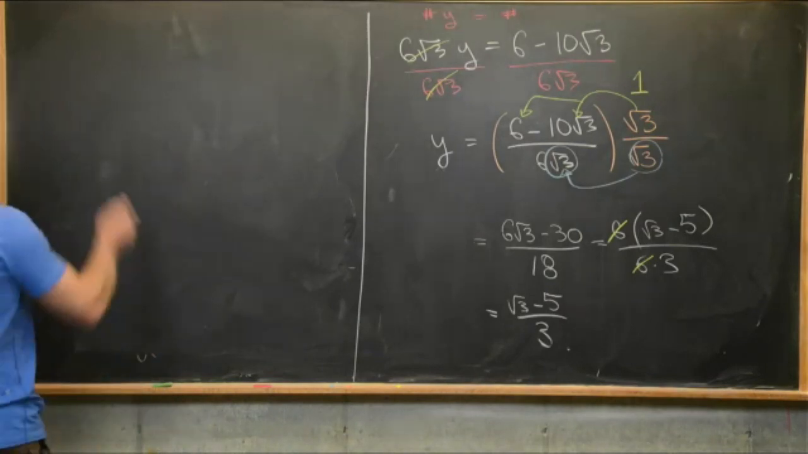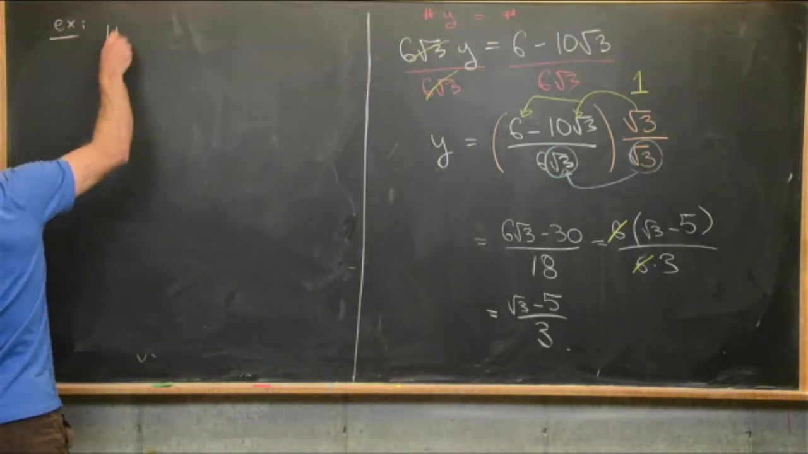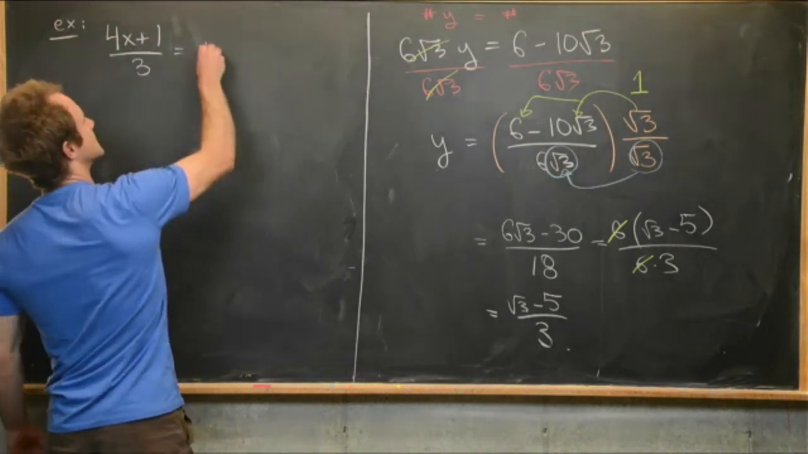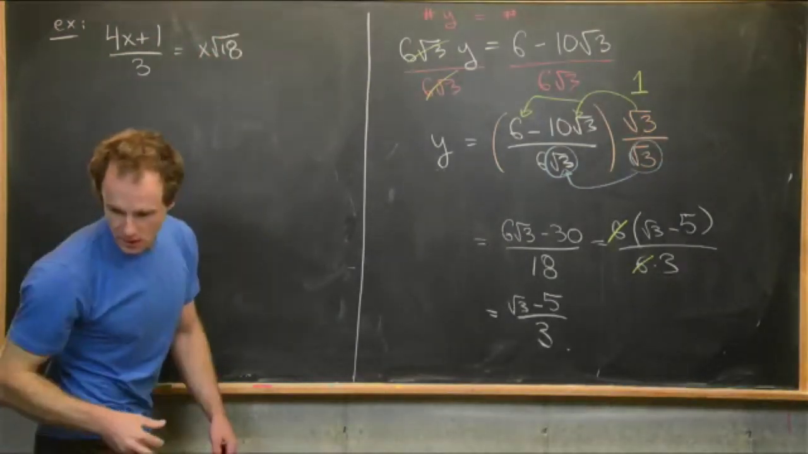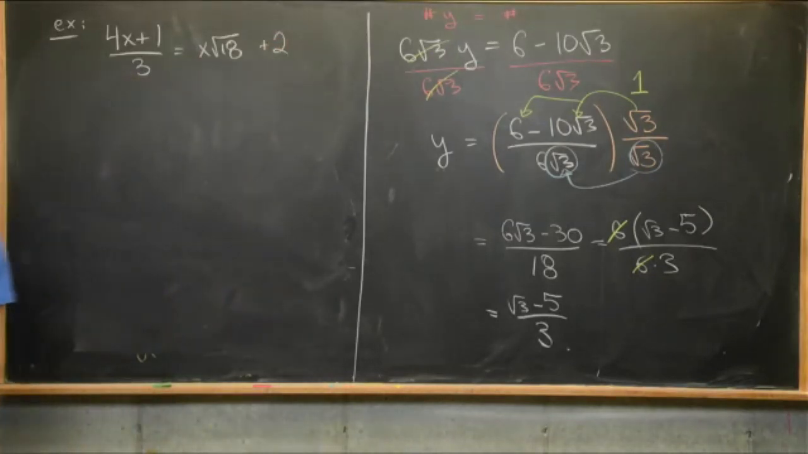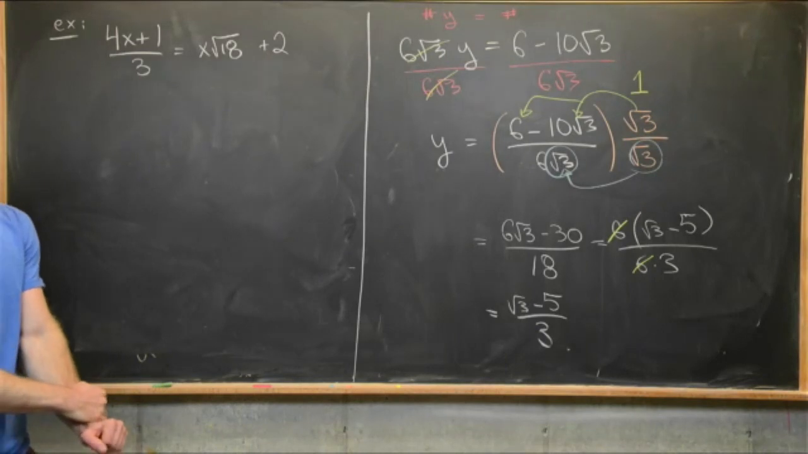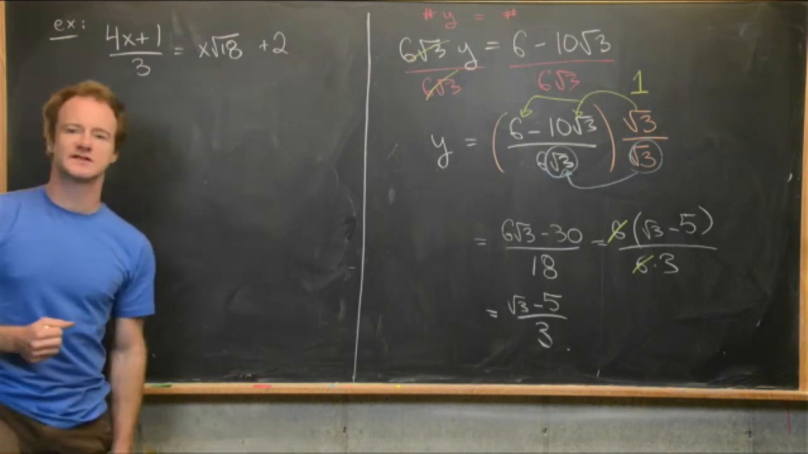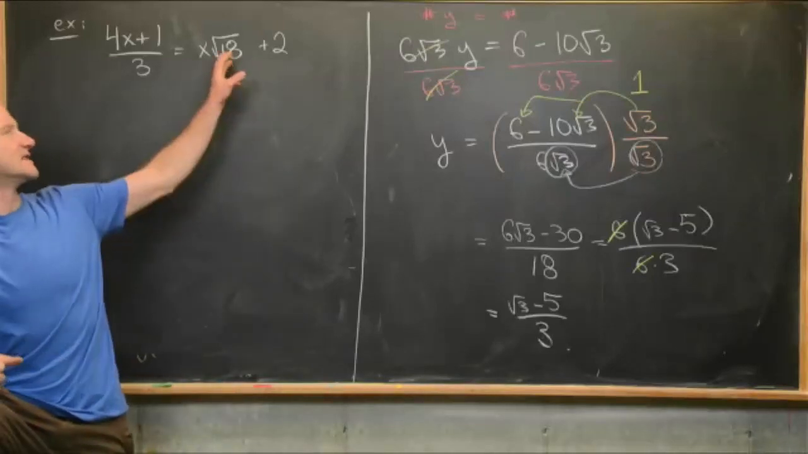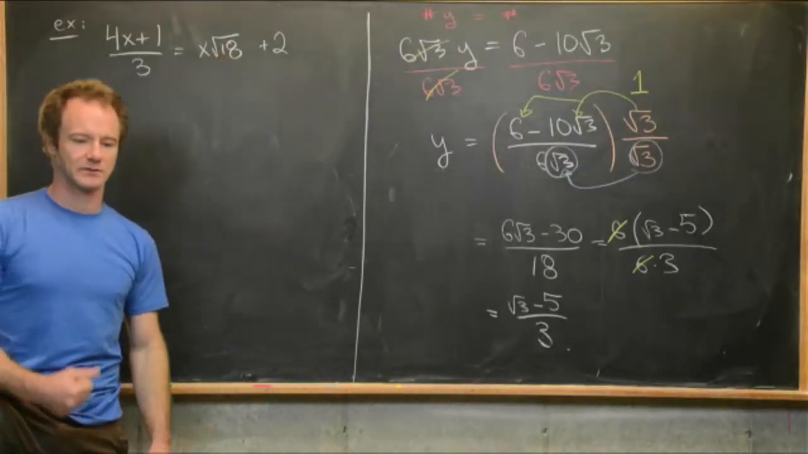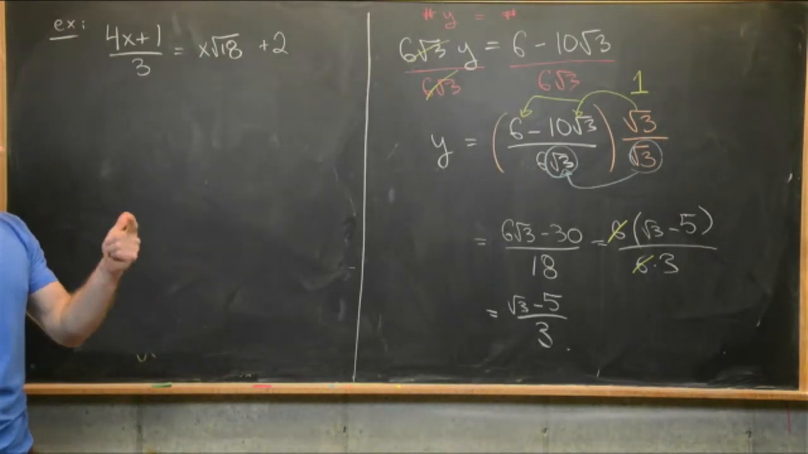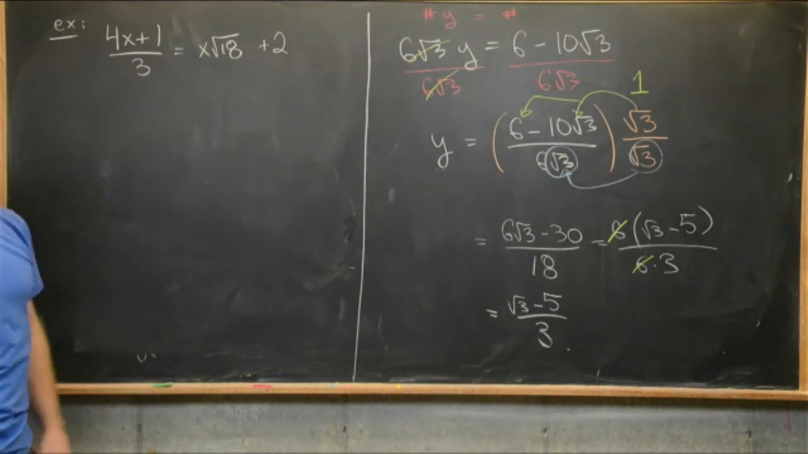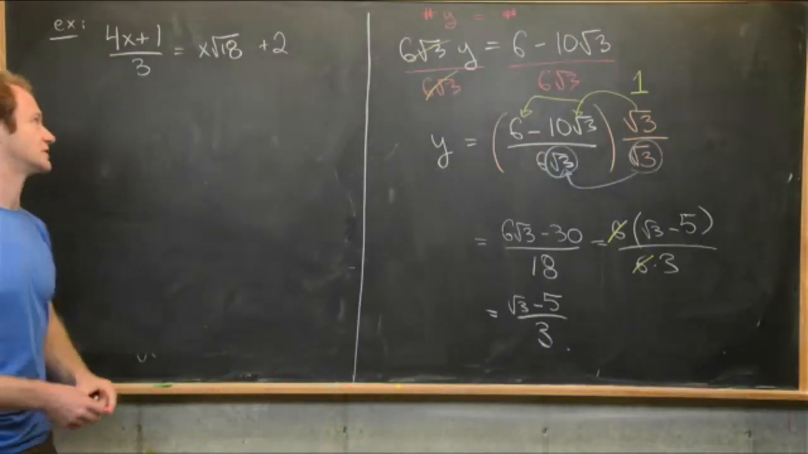Okay, so here's our next one. Let's say it's 4x plus 1 over 3 equals x times the square root of 18 plus 2. There are two things you might want to do first. The first is to look at your radicals and see if they can be simplified, that is, see if you can factor some perfect squares out of the numbers in your radicals. Another good first choice would be to multiply by something so that the fractions are gone. Both are good first choices. Maybe let's do the radical simplification first.